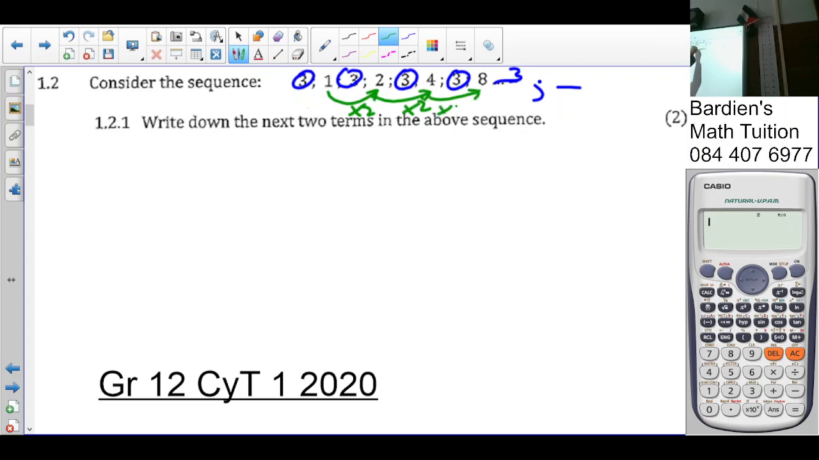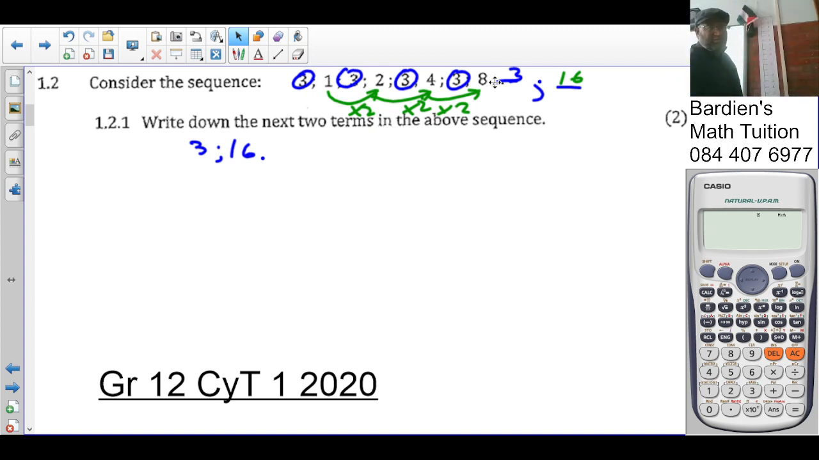Can you see that, people? So if I multiply 8 by 2, I'm going to get 16. So the answer there is going to be 3, and 16 as the next 2 terms in the sequence. Okay. But note at this point, it's a 2-in-1 sequence. Can you all see that, people?